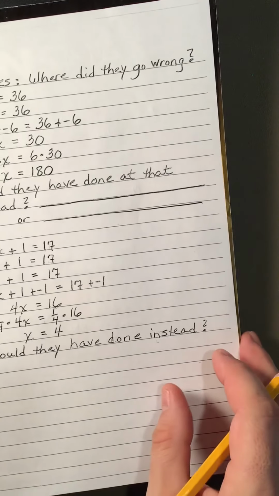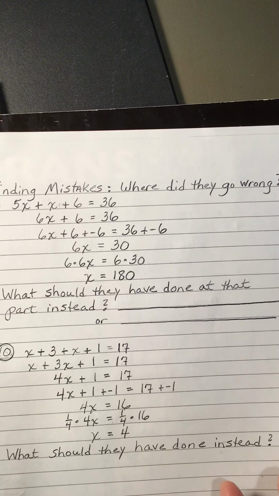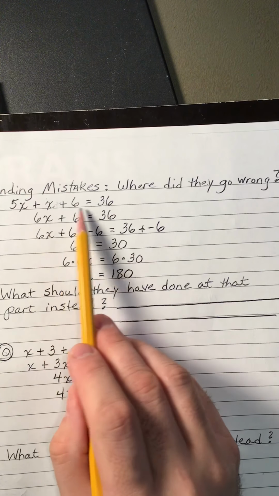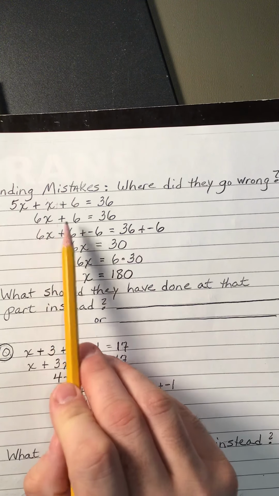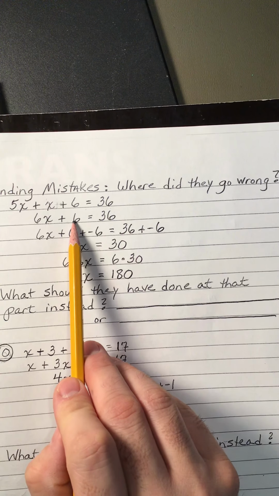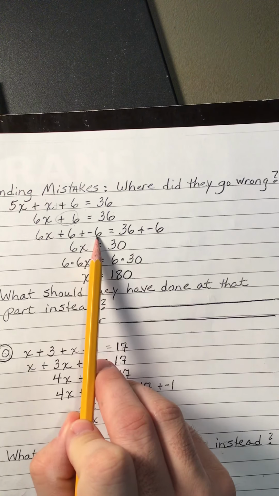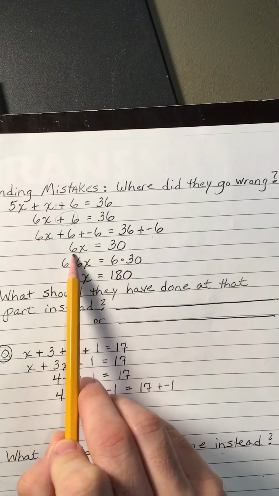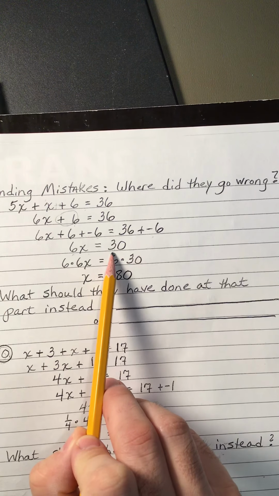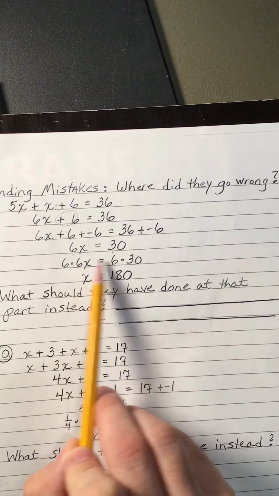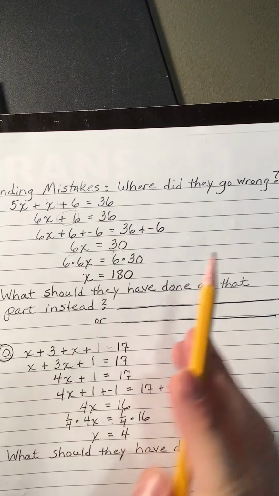Okay, back page. Finding mistakes. Okay, what did they do wrong? 5x plus x plus 6 equals 36. Looks like they combined like terms and got 6x. That's fine. Didn't do anything with the 6. Left the 6 alone and decided I need to do the opposite of a plus 6. They subtracted 6. And they got 6x equals 30. That means 6 times something is 30. Maybe you can see what the answer should be. Instead of multiplying by 6, they should have divided by 6, because 6 times 5 is 30.